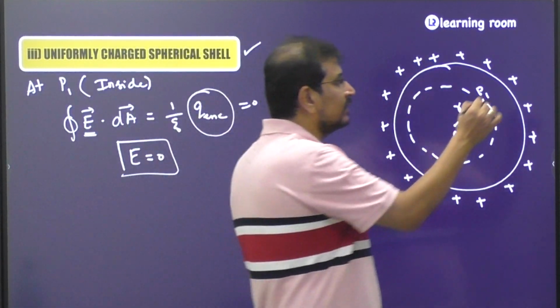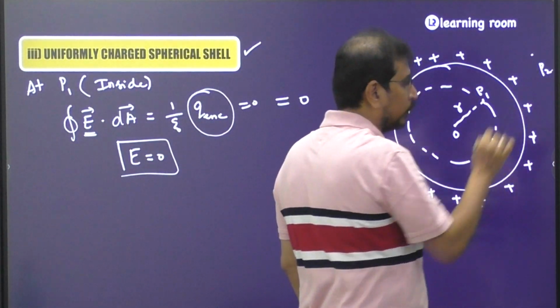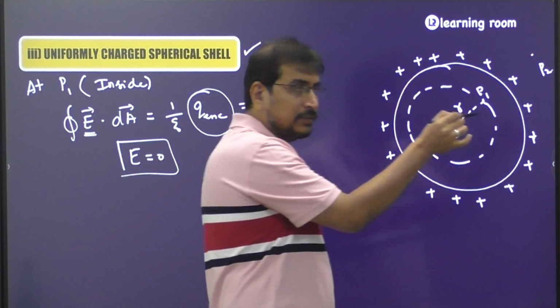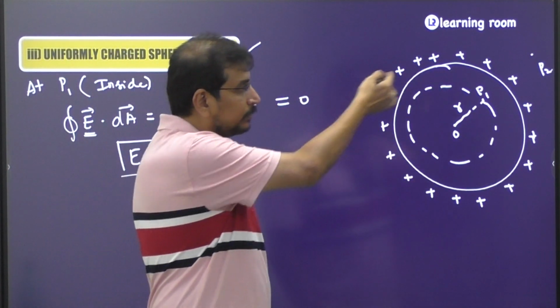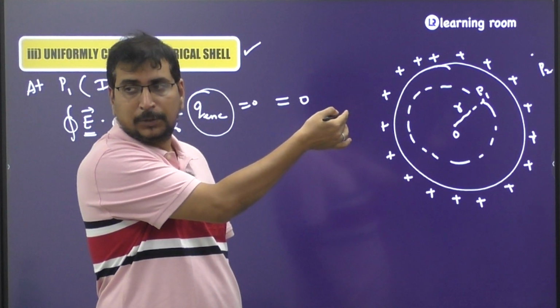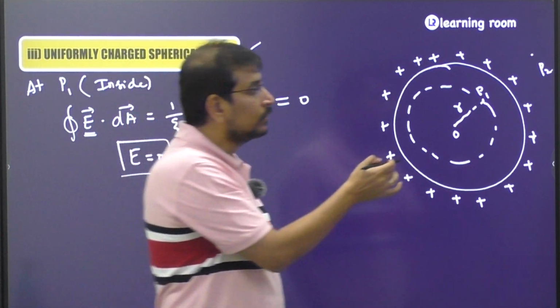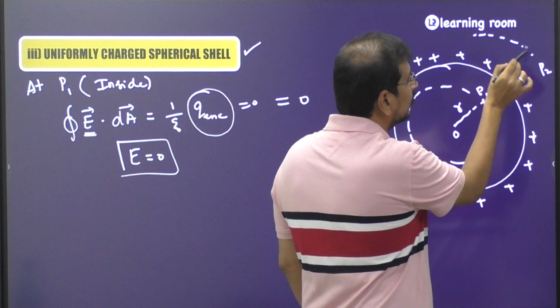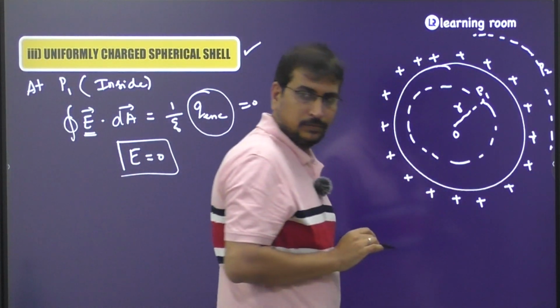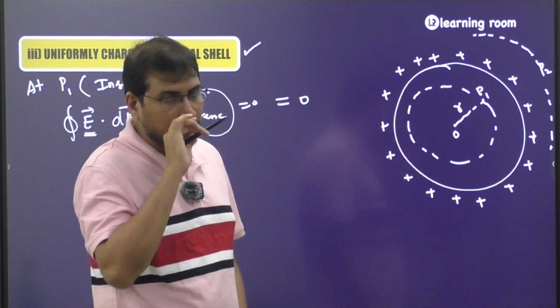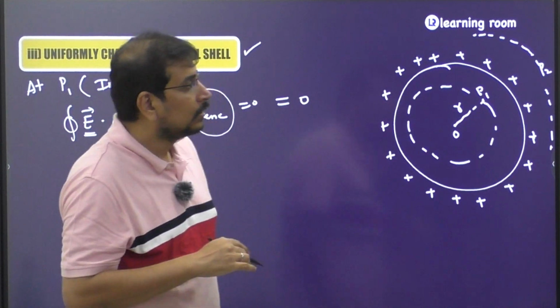For outside, I'll consider the point to be P2, for instance. Okay, what surface can we consider? With respect to the charge distribution, it's distributed on the surface. So I can consider another sphere which is concentric with respect to this. Right. Having said this, what is the next step?